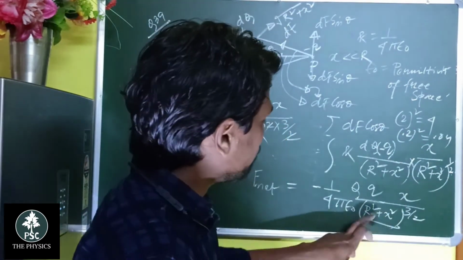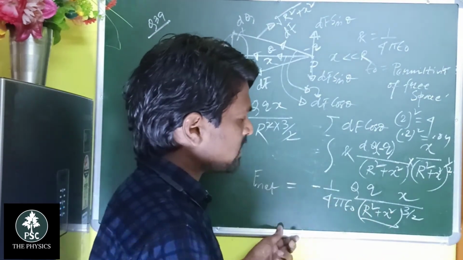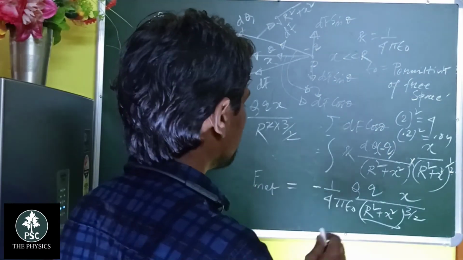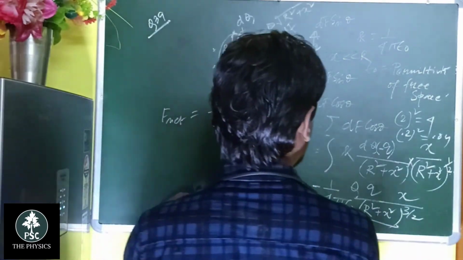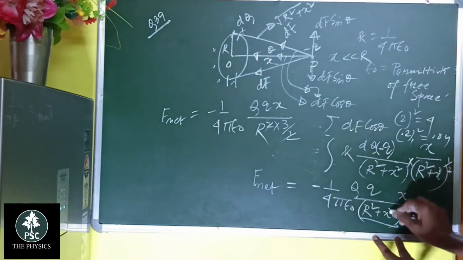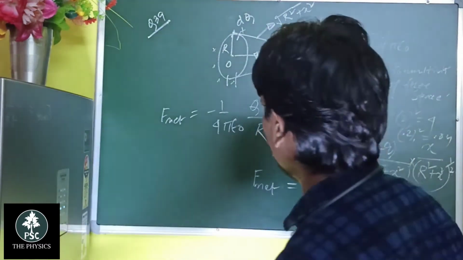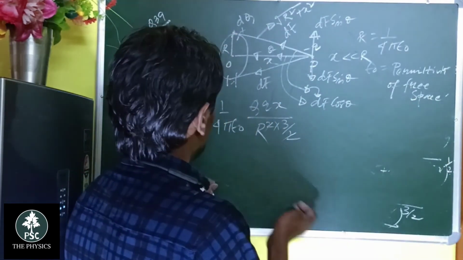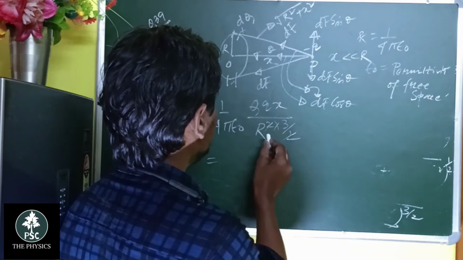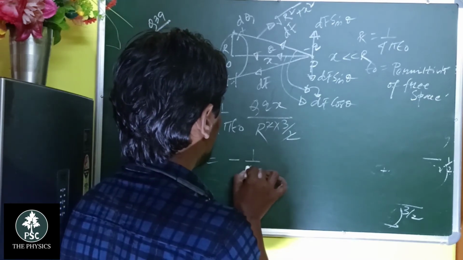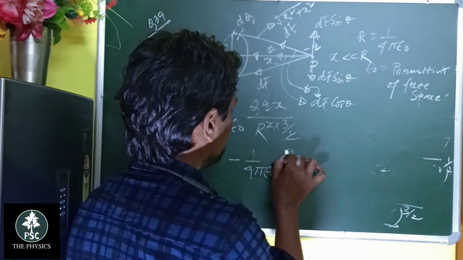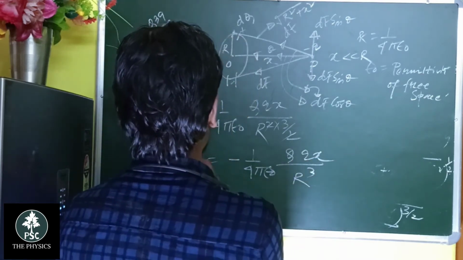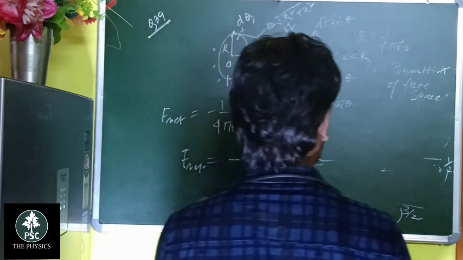So x with respect to capital X is very small, and you can neglect the power of this term, since it is a very small amount. So F net is minus 1 by 4 pi epsilon naught, capital Q small q x by r cube. This is the final answer.